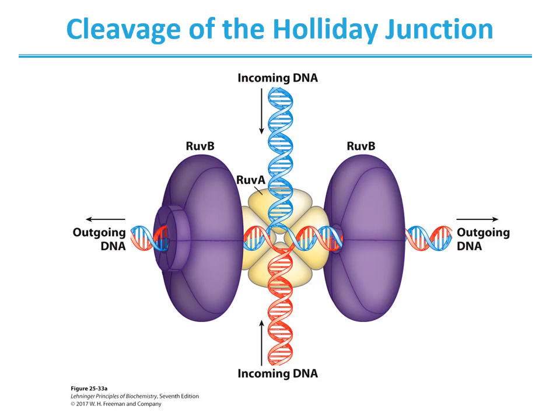RuvA binds where the 4 arms of the Holliday junction come together. Hexamers of RuvB bind opposite arms and use ATP to propel DNA outward. RuvC is a helicase that binds to the RuvAB complex. It cleaves the Holliday junction on opposite sides to create double-stranded DNA. A DNA ligase seals the nick.